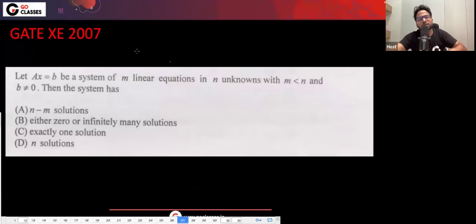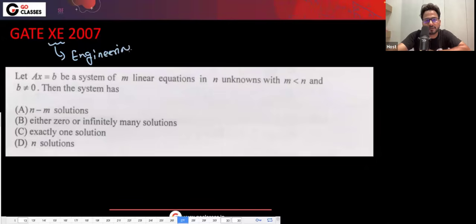Now let's solve this question. This question has been asked in GATE engineering sciences, something like that. XE, I think, engineering sciences. There is one GATE examination called engineering sciences, and the code for that is XE. Okay, something like this.